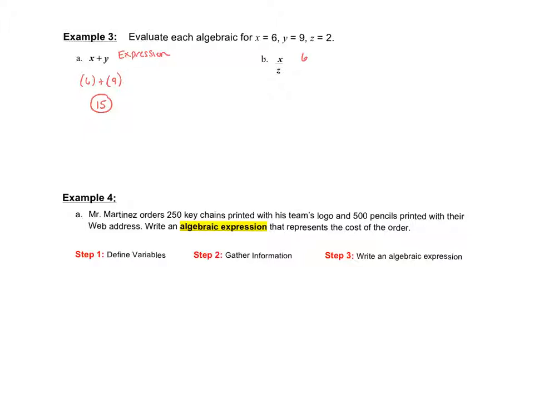Now x over z, that would be 6 over z, which is 2. Well, 6 over 2 becomes 3. No equal sign again.